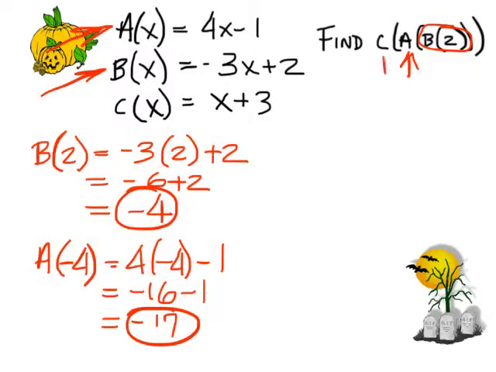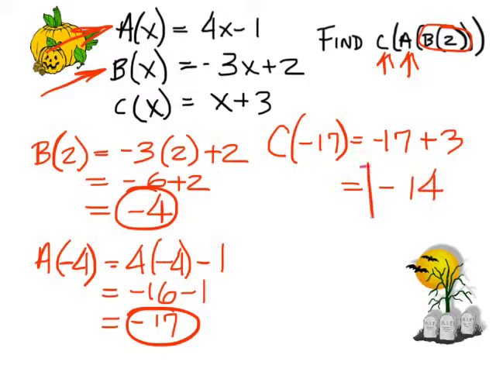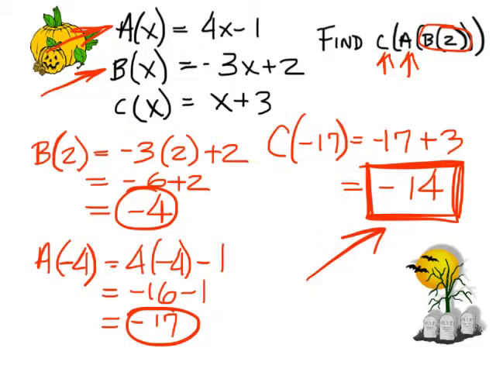So now we go back one more. C function. C of negative 17 is negative 17 plus 3. So that's a negative 14. This is your final answer. Negative 14.